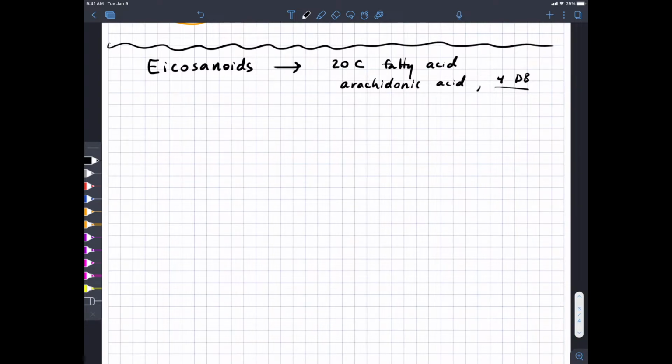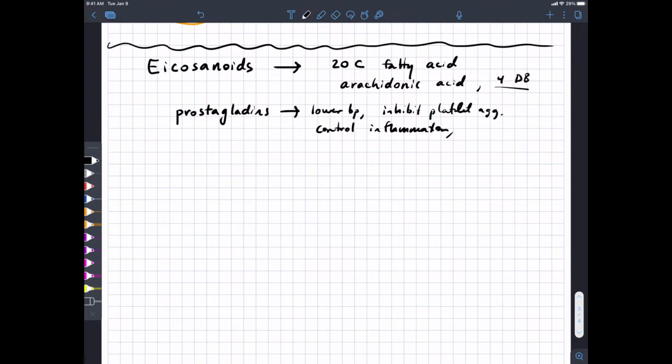But this 20-carbon acid is a precursor to lots of different kinds of molecules that are involved in pain and inflammation and thrombosis, which is aggregation of platelets. So the first class of molecules is called the prostaglandins, and these can have different effects. They can lower blood pressure, they can inhibit platelet aggregation, they can control inflammation.